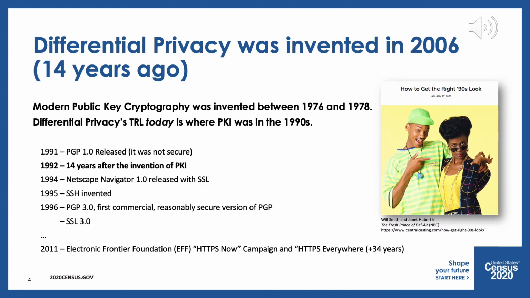It was 3 years before SSH was invented and 4 years before PGP 3.0 came out. And going into the future, it wasn't until 2011 that the EFF pushed its HTTPS Now campaign and put HTTPS everywhere. That was 34 years after the invention of public key cryptography. So that's still 20 years in our future as far as differential privacy goes.